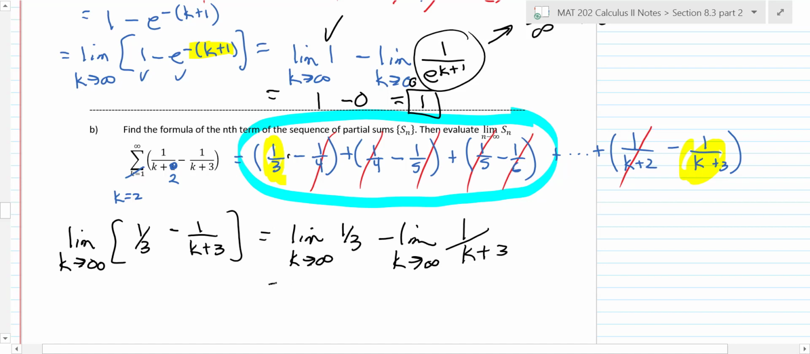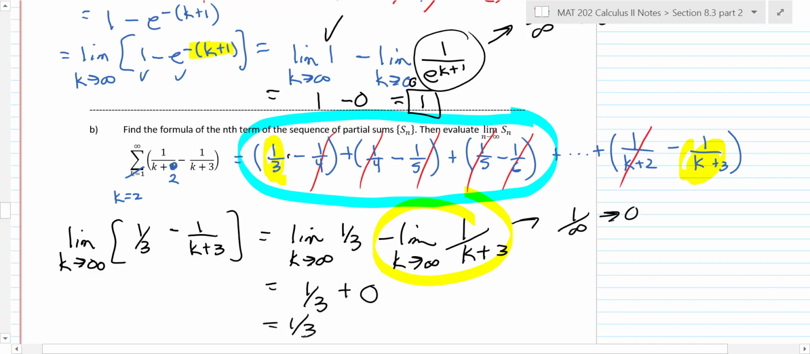Okay? So the limit of 1/3 is 1/3. And tell me what the limit of 1 over k plus 3 is. 0. How come? Because that's 1 over infinity, right? Which we see over and over and over again. So that's like 1 over infinity, so that's going to 0. So we'd have 1/3, like that. So you see on the telescoping series, you're pretty well getting that first term, aren't you? Okay, that's the way it works out, and that's how you would verify it on a telescoping series.